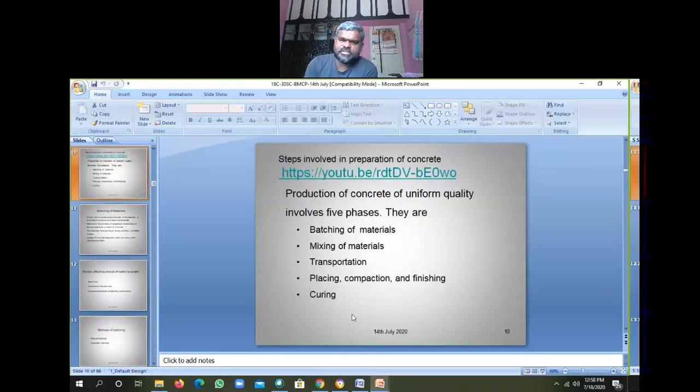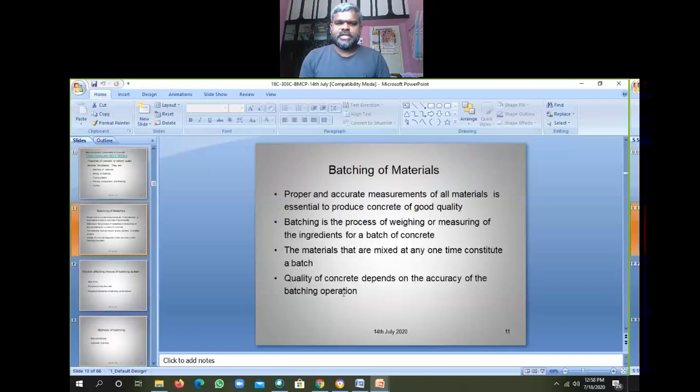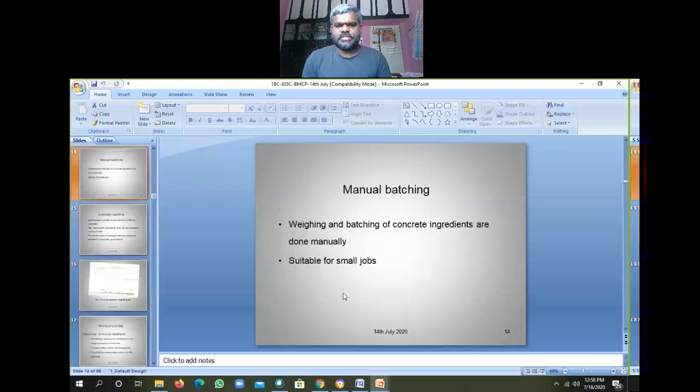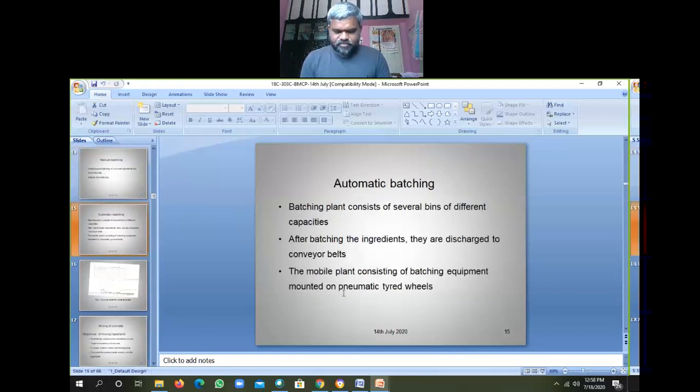The method of preparation of concrete is in 5 phases: batching of materials, mixing of materials, transportation, placing, compaction and finishing, and curing. These are the 5 phases of concrete construction. Batching means taking proper and accurate measurements of all ingredients of the concrete. Batching is the process of weighing or measuring the ingredients for a batch of concrete. And the methods of batching are manual, volumetric, or weigh batching also, right?